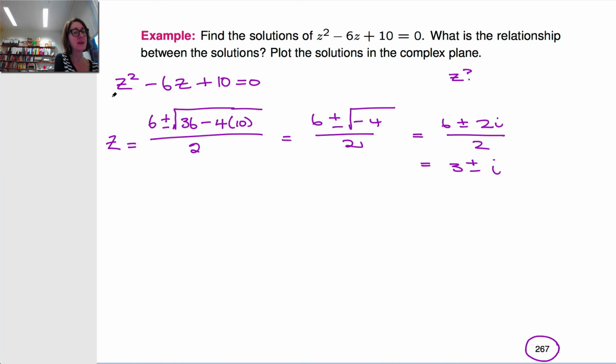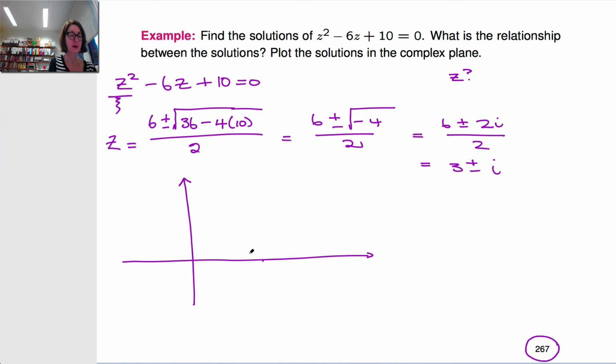By now we've done a lot of further work on complex numbers, so you'll know to expect 2 solutions to this equation, and we want to plot the solutions in the complex plane. So here's 3 plus i. This is 3, this is the real axis, this is the imaginary axis, this is i. So that's the first one, z1. So z1 is 3 plus i, and z2 then is 3 minus i. So it's down here. That's my point z2.